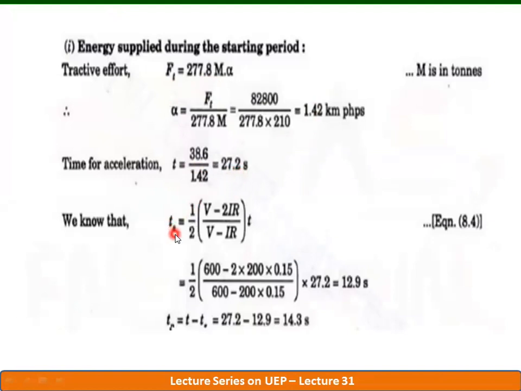In order to find TS we require T, so initially we calculated T by calculating alpha. TS is equal to half, V minus 2IR divided by V minus IR. After substituting the values, V is 600, I is 200, R is 0.15 and T is 27.2 seconds. Here we got 12.9 seconds, where TP is 14.3 seconds, T minus TS.